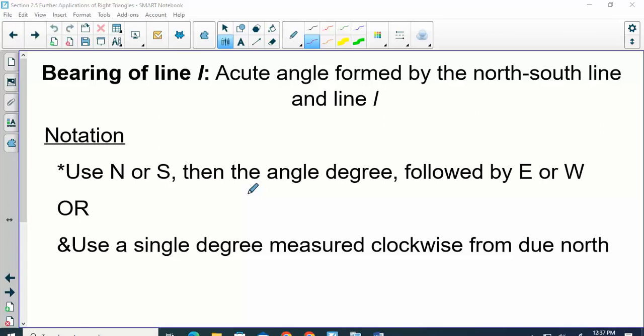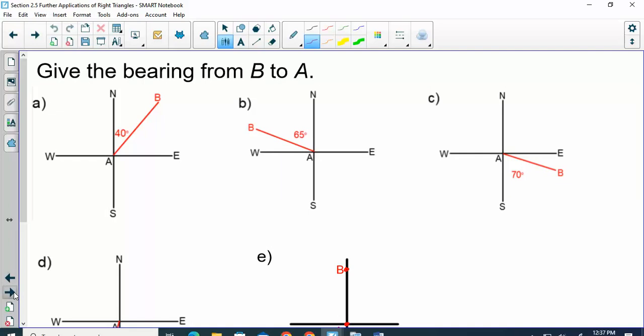The other option is to just give a single degree measure with no north, south, east, west. And when you do that, it's measured from due north clockwise. So it's telling you from due north how many degrees clockwise you would turn. So, when we do these problems, we will always have to draw in our north-south line in order to measure our angle. So, your bearing is from one point to another. The point you are coming from is the point that has the north-south line at it.